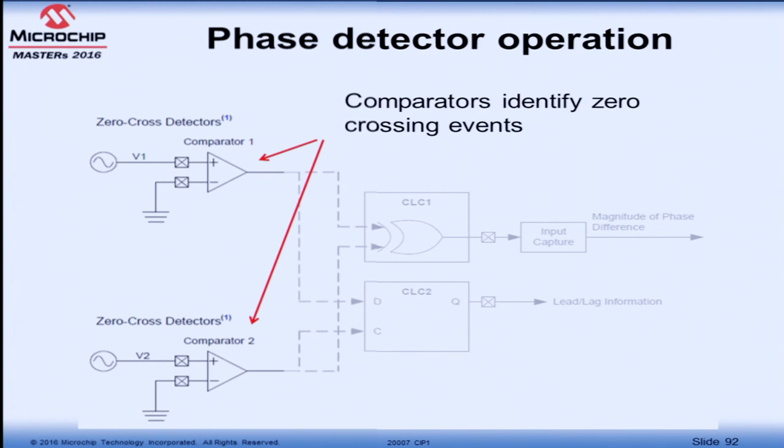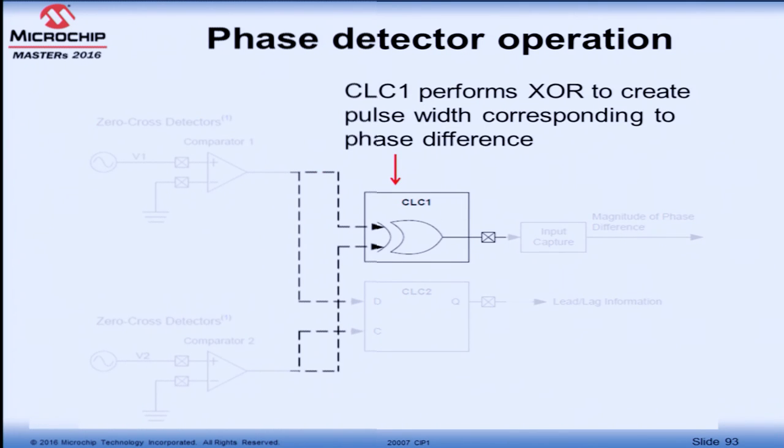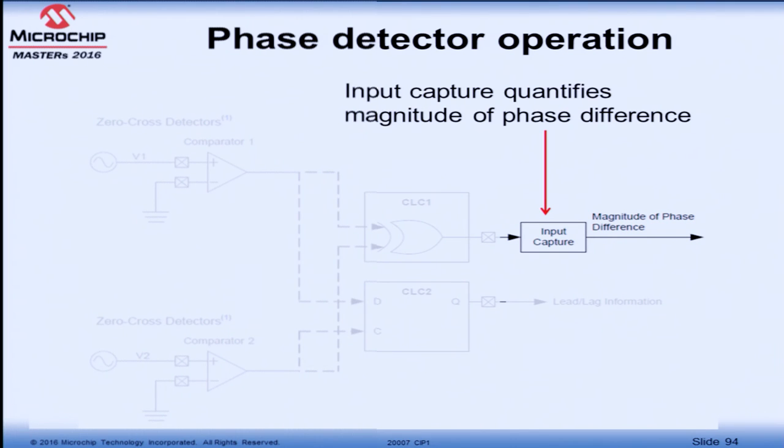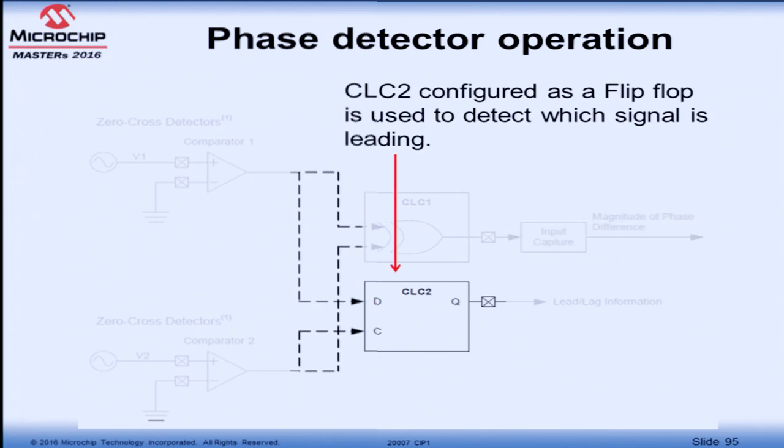So here the comparators are set up to trip on the zero cross. Those signals are fed into one of the CLCs that is going to perform an XOR to get the magnitude of the difference. We're going to use the input capture module to then take that pulse width and quantify it versus the system clock to get a magnitude. So you could convert that into degrees or radians or milliseconds or whatever. And CLC2 is configured as a flip-flop to give us which direction, or which signal is leading or lagging.